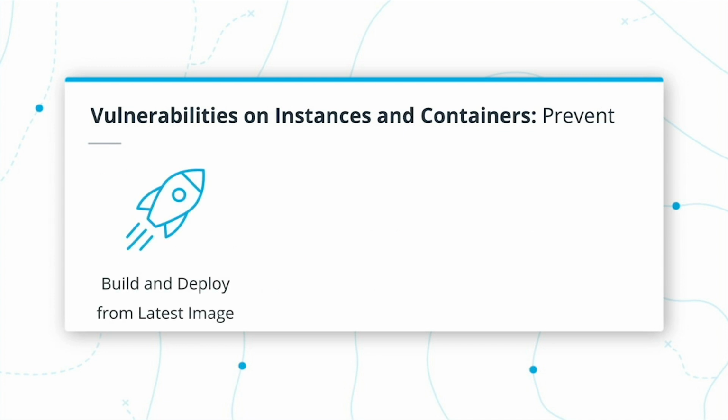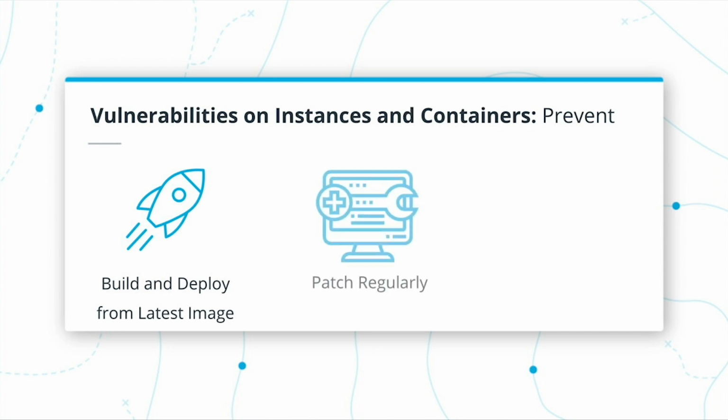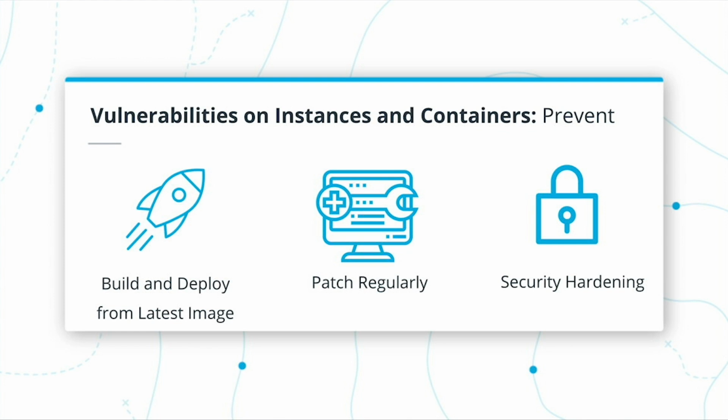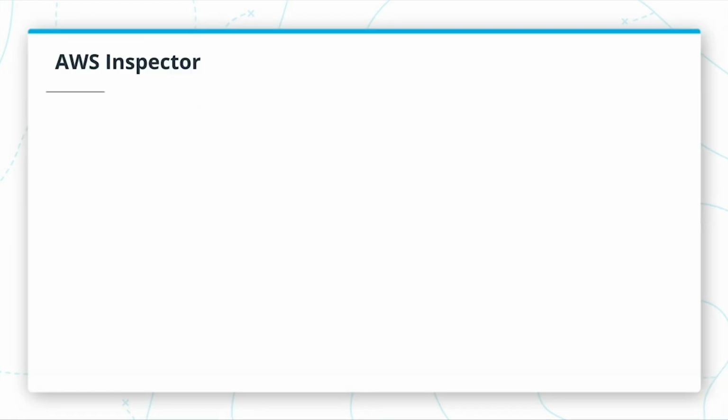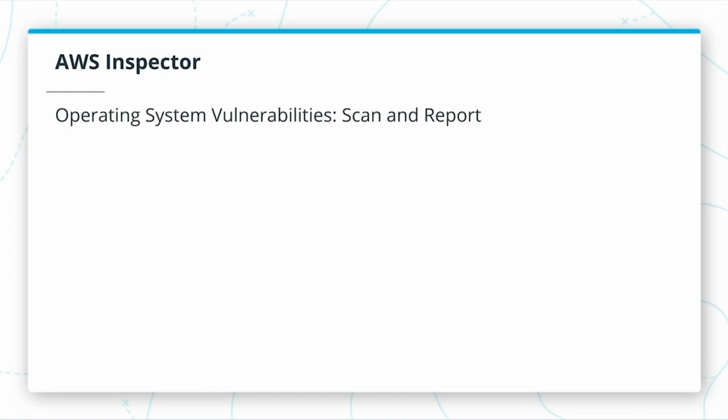Ensuring that instances are launched from the latest image, patched regularly, and have basic security hardening will reduce the chance of vulnerabilities being found. The AWS Inspector service is intended to specifically analyze and report on vulnerabilities on EC2 instances. Using Inspector to perform operating system vulnerability scanning does require an agent to be installed on the instances.